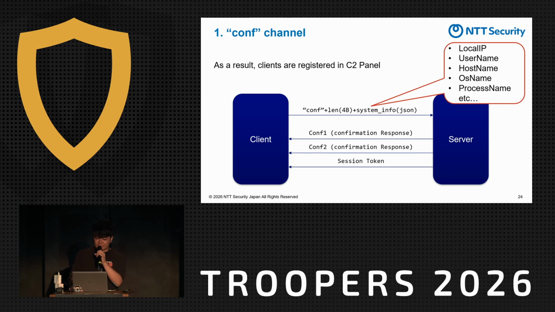The conf channel is used when the client initially connects to the C2 server, and its main purpose is client registration and transmission of initial system information. First, the client sends a message consisting of the identifier conf along with the data length and system information in JSON format. This system information includes details such as the local IP address, usernames, host names, operating system names, and process names. Upon receiving this data, the server responds with confirmation messages labeled conf1 and conf2. After that, the server issues a session token to the client once this process is completed. The client is registered in the C2 panel and becomes visible and manageable through the admin panel.